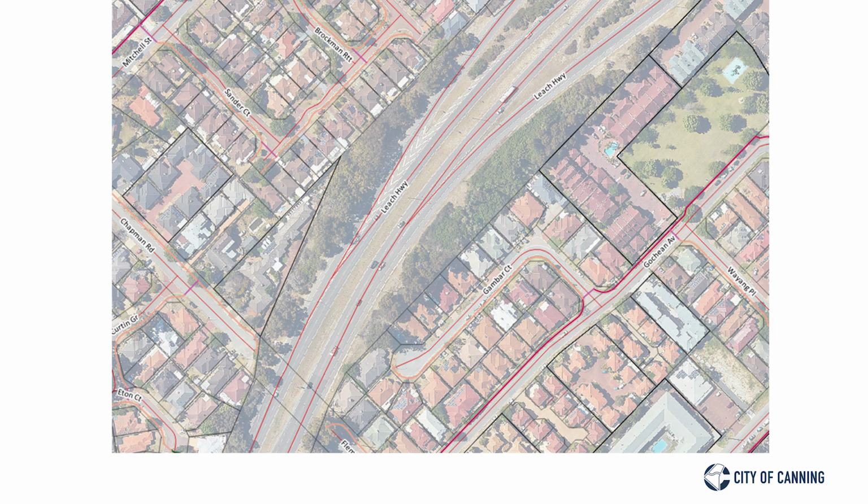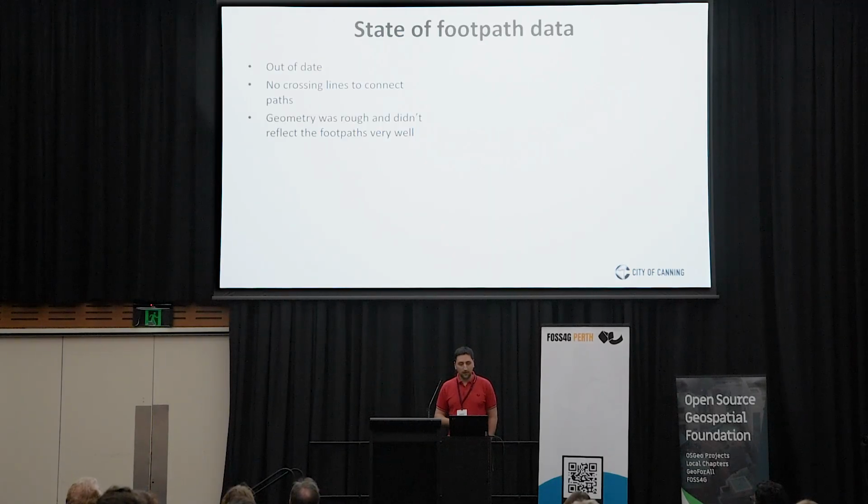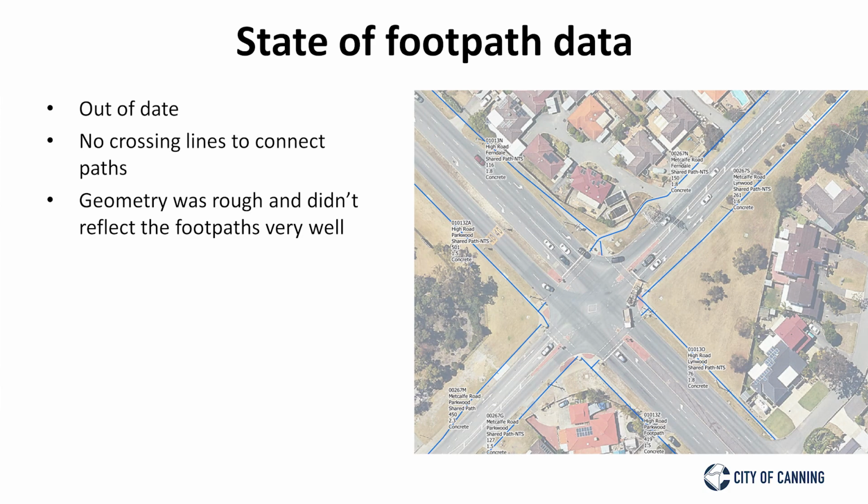And that's where the problem started, because it was out of date. I know, I was shocked as well. There were no crossing lines to connect the paths, so when you get to an intersection, they just end. There's just a big gap, so you can't do the network analysis. And then the geometry was a bit rough, so this was a picture of what it kind of looked like. And as you can see, the path lines, in some cases, are a bit of an abstract representation of what was out there.